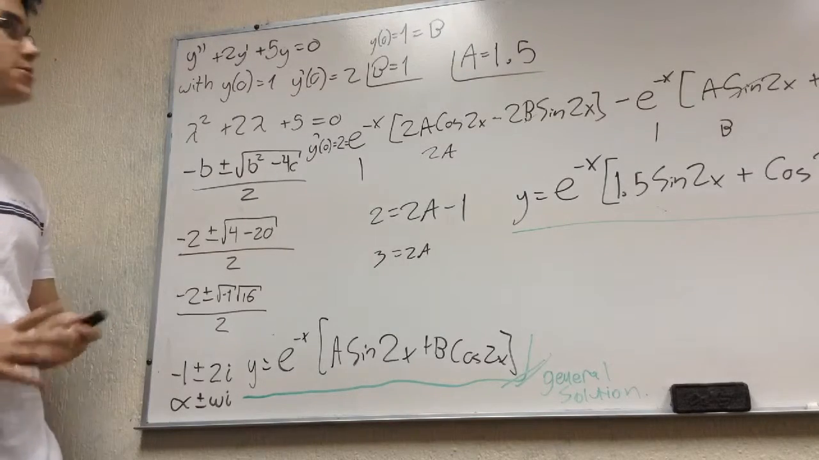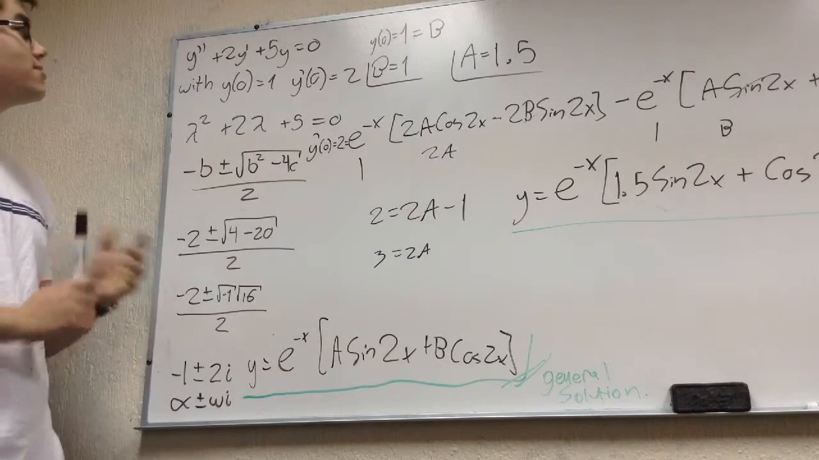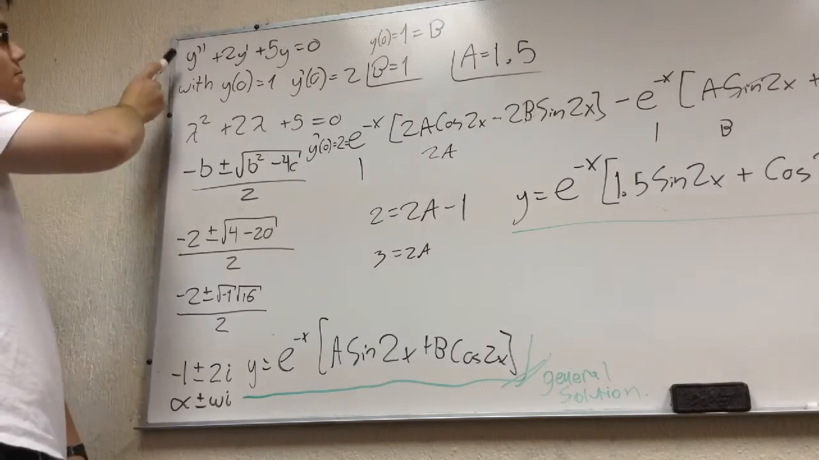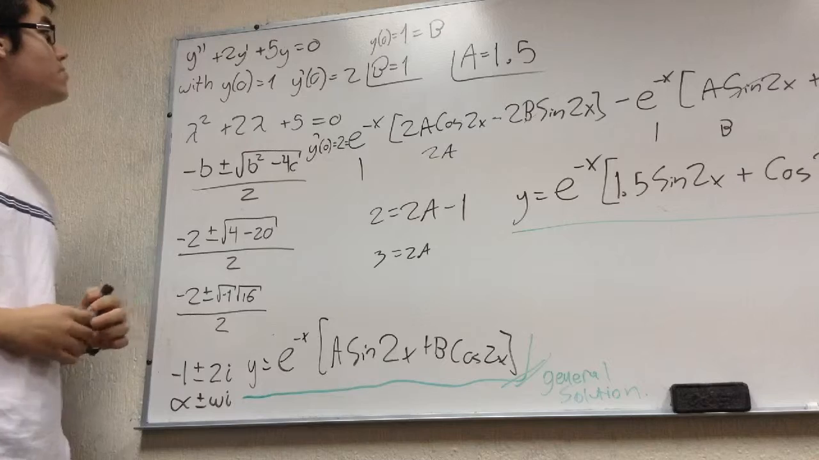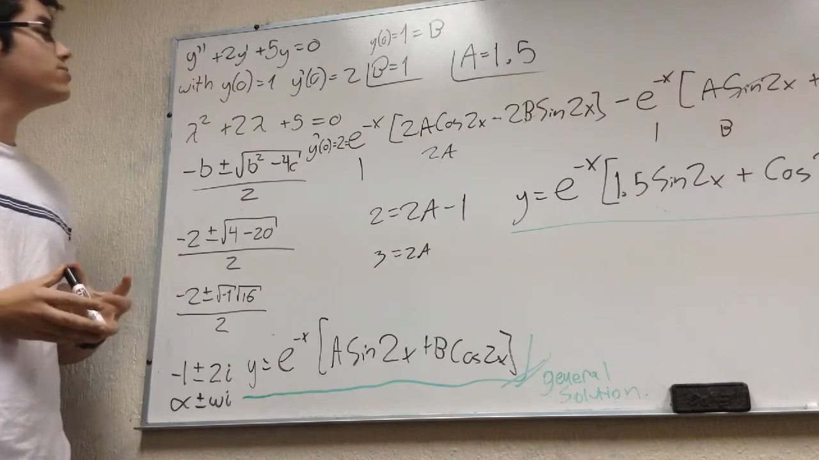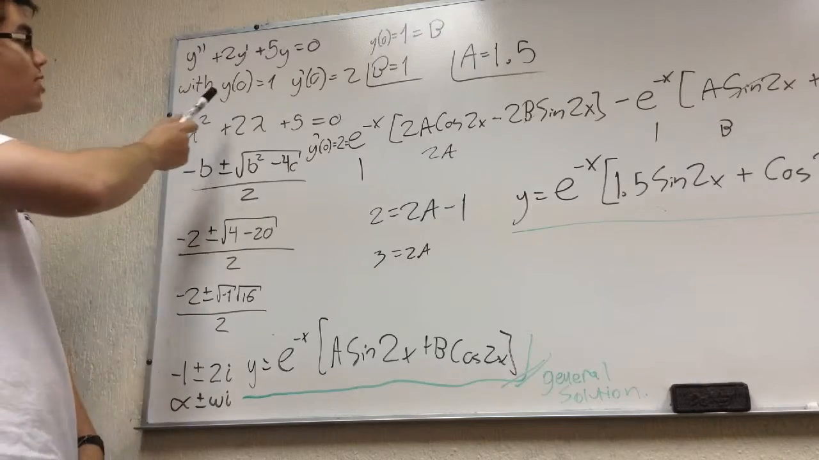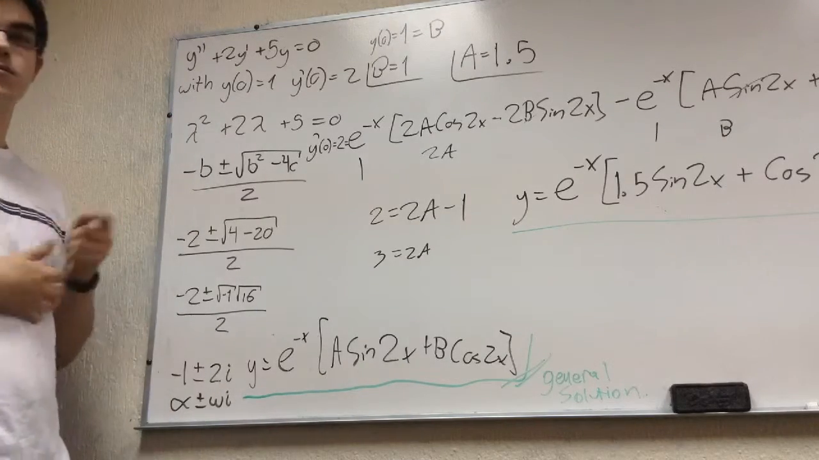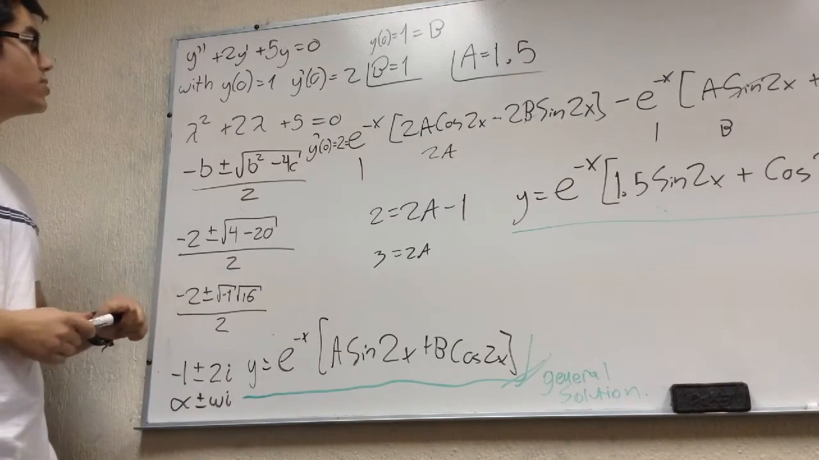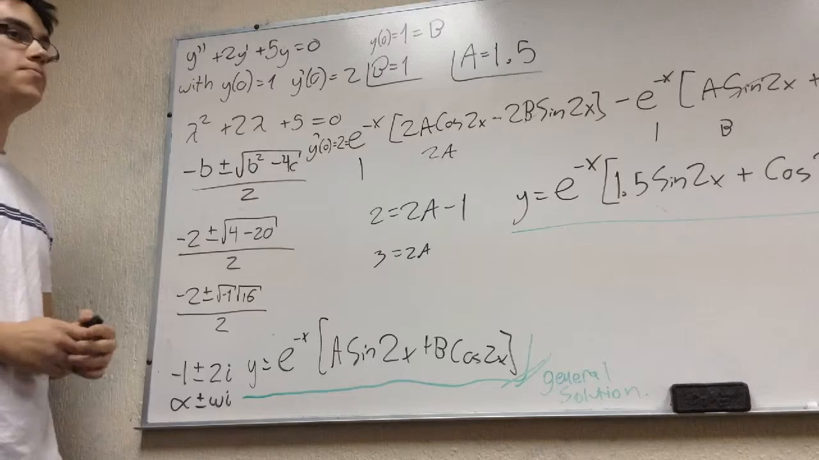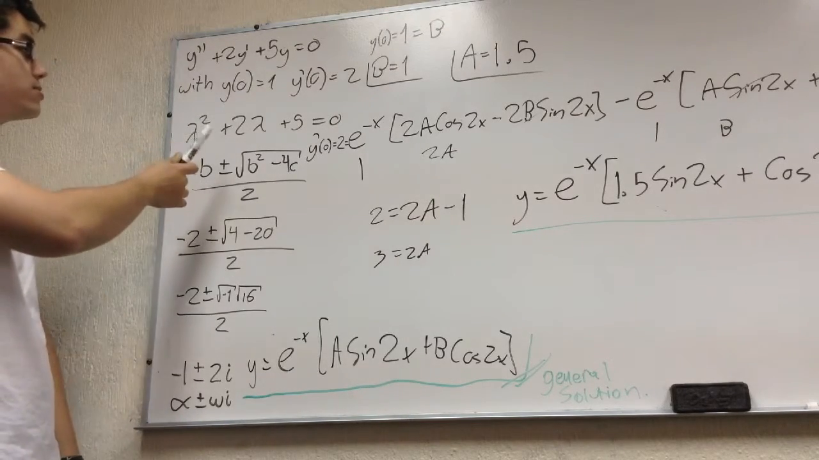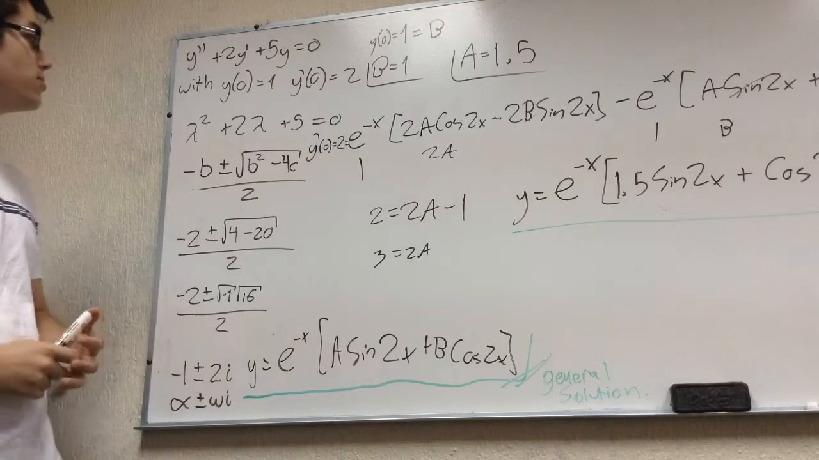We are team number 2 and we will solve a couple of differential equations. First we have this one, y double prime plus 2y prime plus 5y equals 0 with the initial conditions y of 0 equals 1 and y prime of 0 equals 2. So we can easily get the auxiliary equation, lambda squared plus 2 lambda plus 5 equals 0.